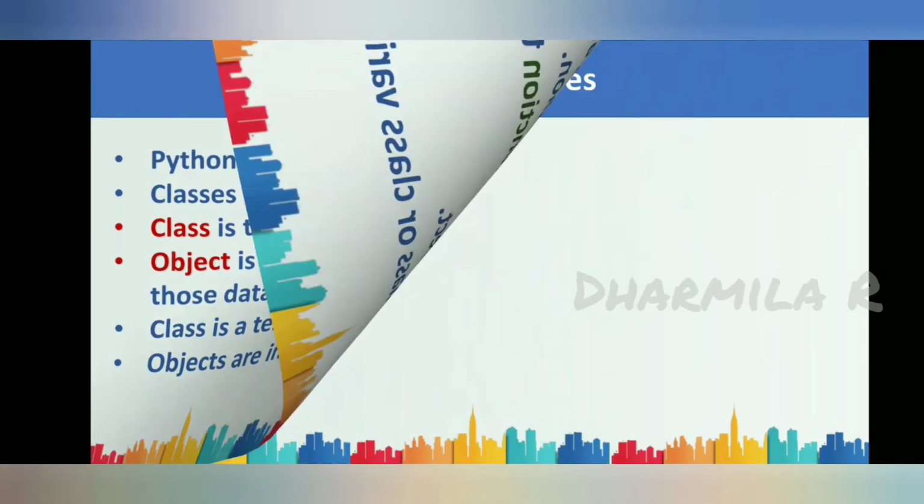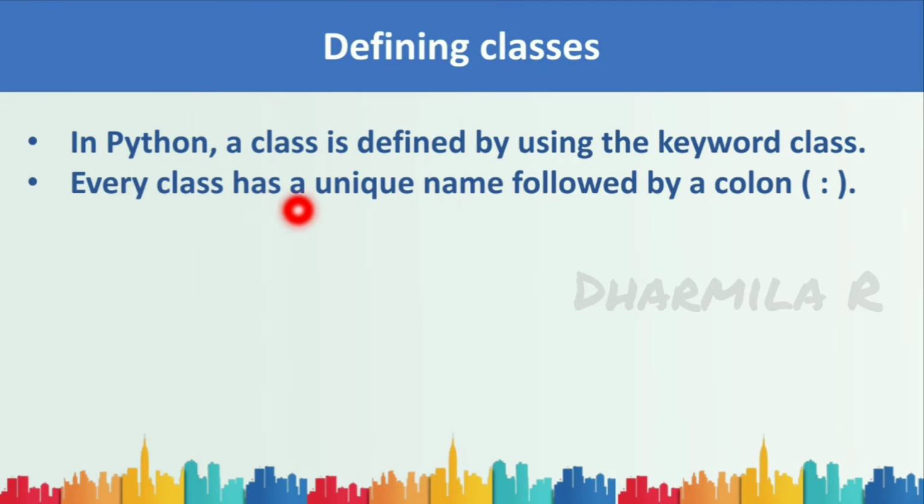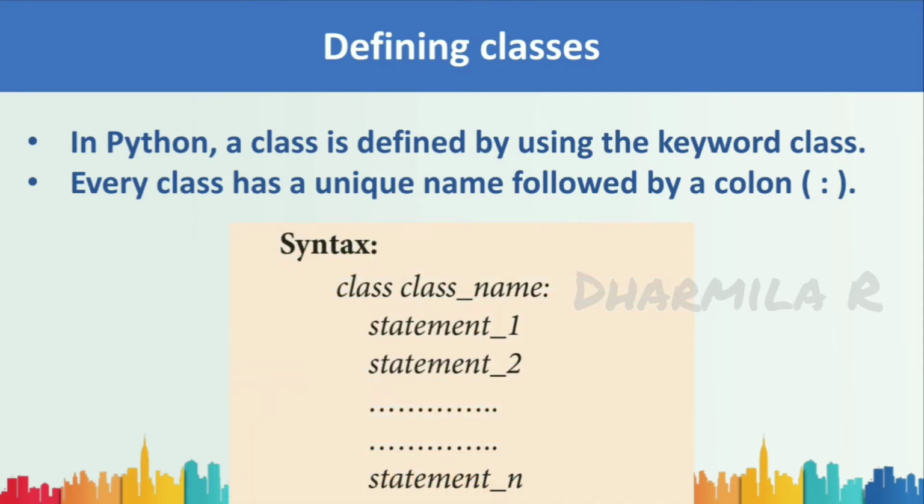Now let's see how to define a class. In Python, a class is defined by using the keyword class, and every class has a unique name followed by a colon. So you have to end with this colon. Look at the syntax. We should use the keyword class, and you can give any name to the class, and you have to end with a colon.